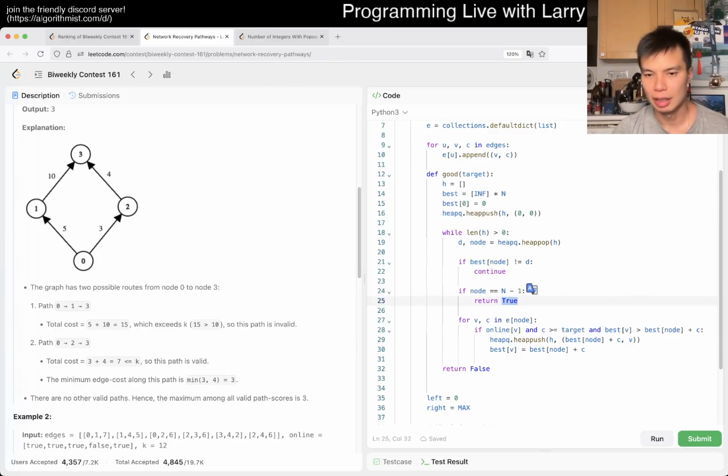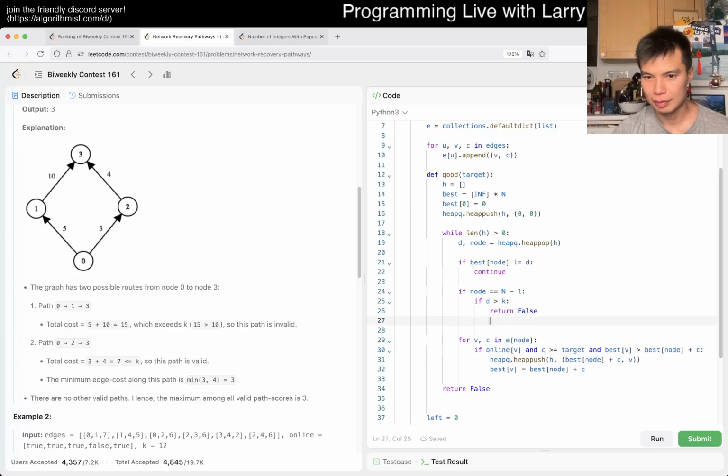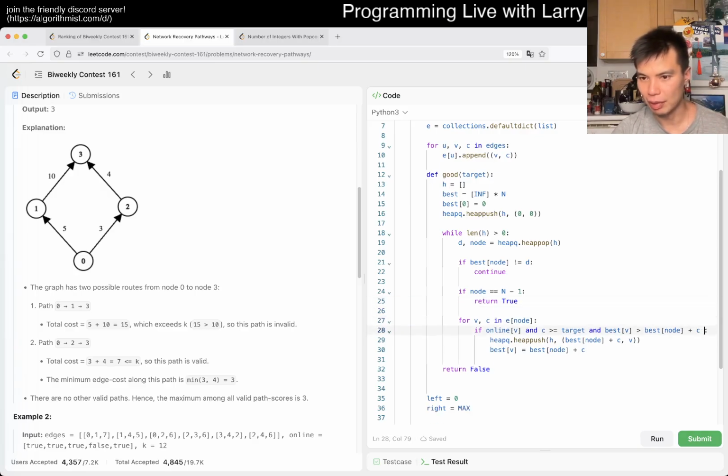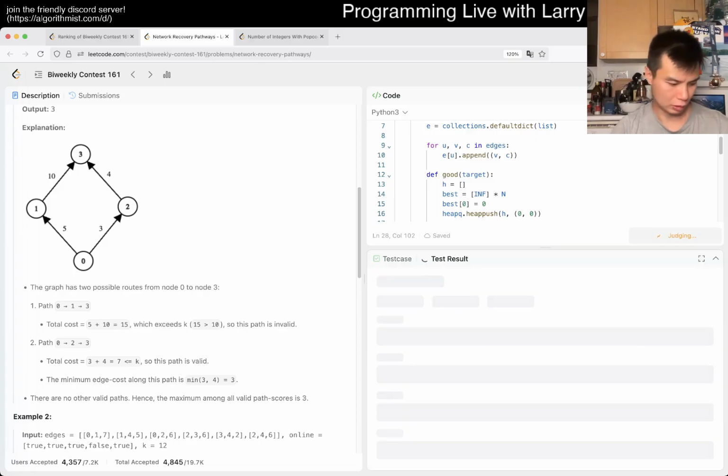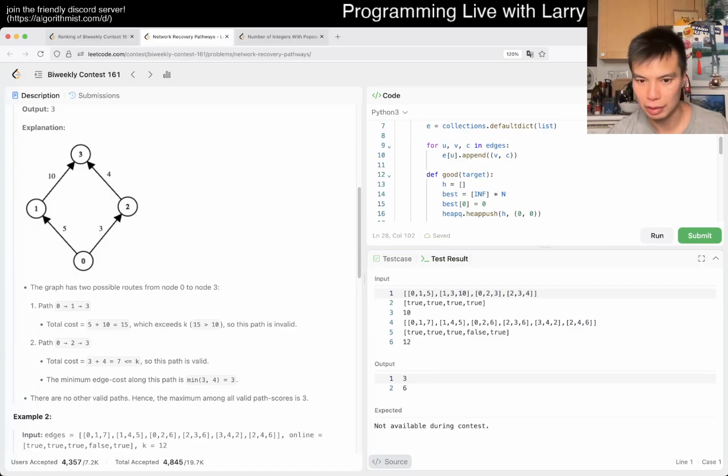This is the first time. So if D is greater than K, then return false, right? I think technically I want something like this instead, but also if best of node plus C is less than or equal to K. Maybe that's a little bit cleaner. I always have to remember. Okay.